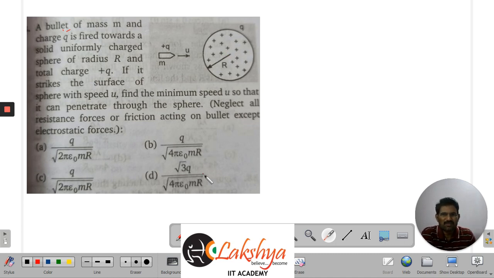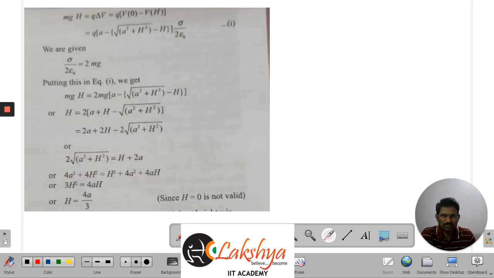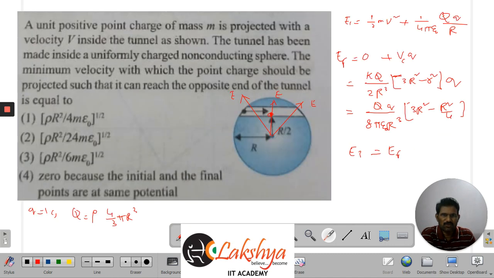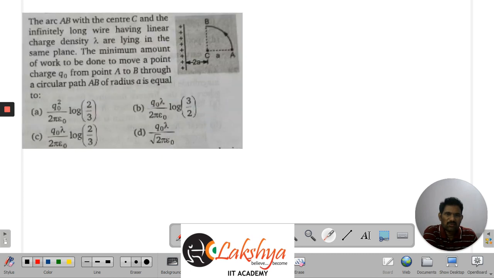So this problem is the same as our previous one, just to reach the center. Here we discussed one problem just to reach the center. Those two are exactly similar, either to reach the center or to come out of the sphere. If it is able to cross the center, then automatically it reaches the other end of this sphere, right? So those are some problems based on this minimum velocity.